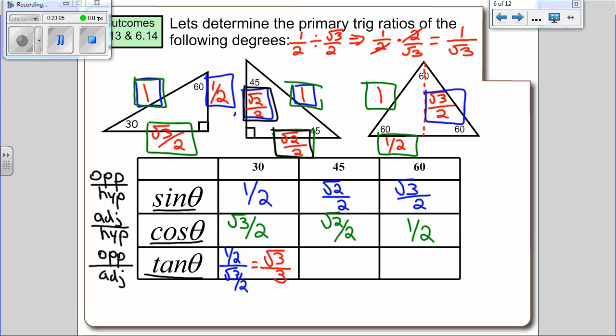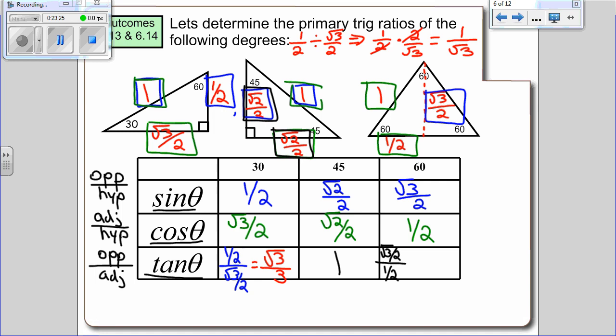Our last triangle, if we did opposite divided by adjacent, this time it's root 3 over 2 divided by 1/2. You're going to do the same thing. You're going to kiss and flip that. You can do it on the side if you want. When you kiss and flip that, it just equals root 3.